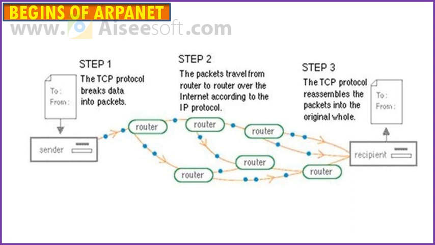Step 1. The TCP protocol breaks the data into packets. Step 2. The packets travel from router to router over the Internet according to the IP protocol. Step 3. The TCP protocol reassembles the packets into the original whole.